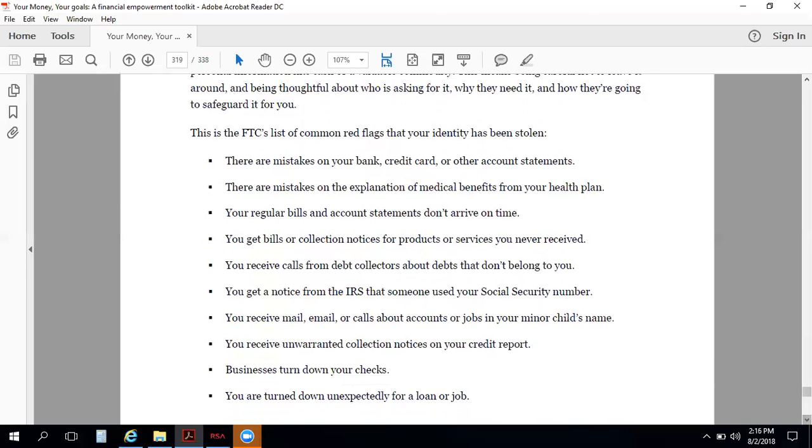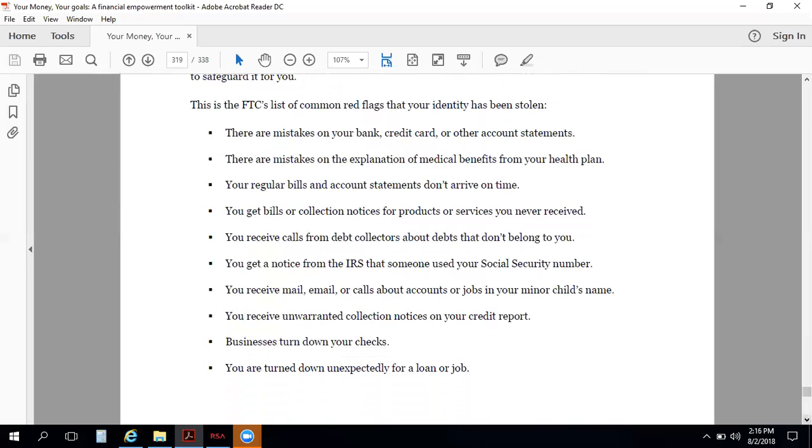And this is a handy tool for people who believe they might have been a victim of identity theft. These are some things that the CFPB recommends they look out for. So if there are mistakes in your bank, credit card statement, or other account statements, or mistakes on the explanation of your medical benefits. So maybe they're getting an explanation of benefits from a healthcare provider that they never went to. It could be an indicator that their health insurance has been compromised.